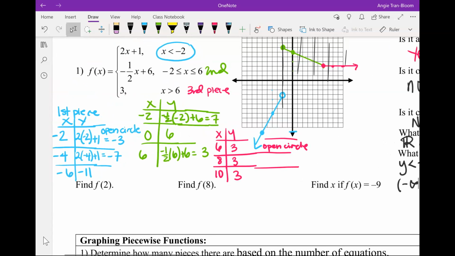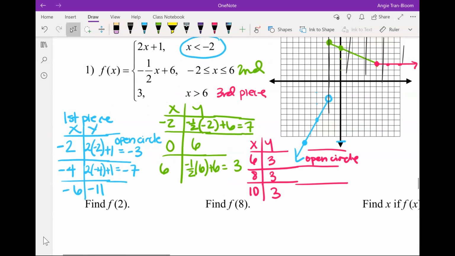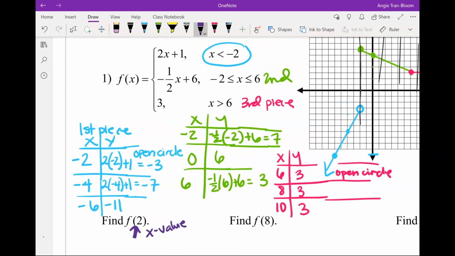Yesterday, before you were gone, I asked you to find f of 2. So let's verify that really quickly. F of 2, class, the 2 value right here, is that an x value or y value? It's an x value, okay? You have an x value for that. And yesterday, we said, okay, look at the graph. When x is 2, what do we get? 5, okay?